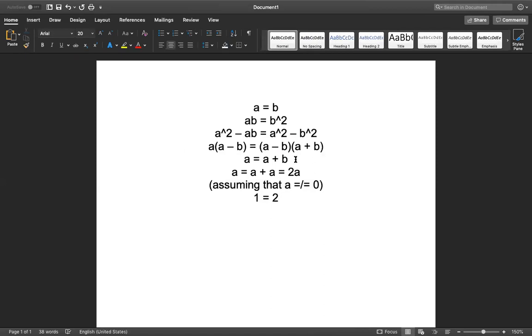But the problem is here at line 5. We canceled out this common term a minus b, which normally is fine, but of course it's fine only if this common term is not equal to 0. And since a is equal to b, a minus b is equal to 0. And so it's this line 5 that's illegitimate.